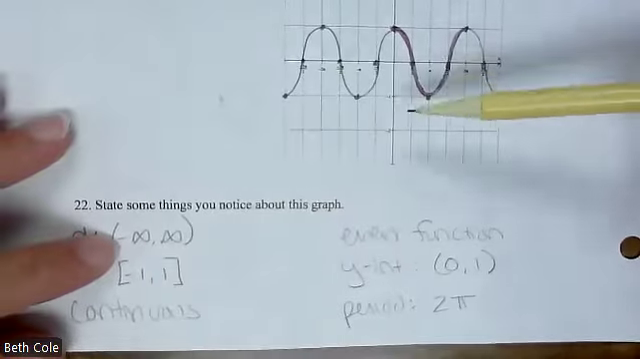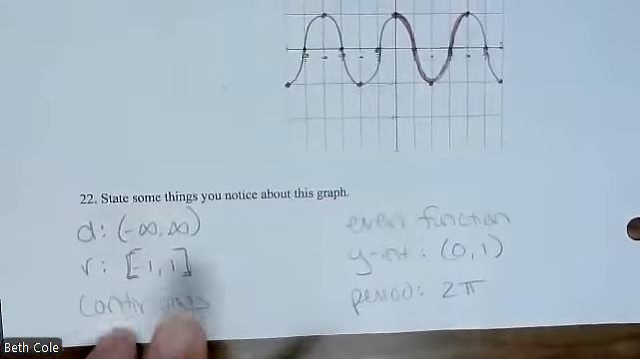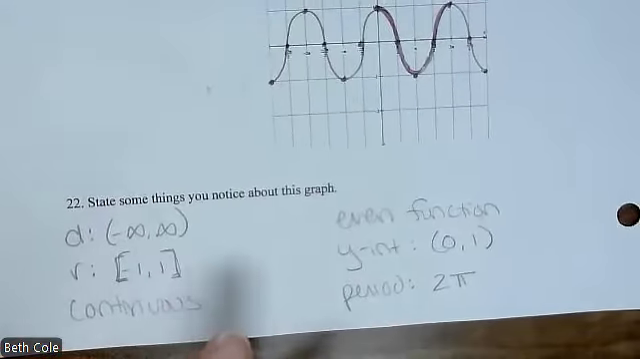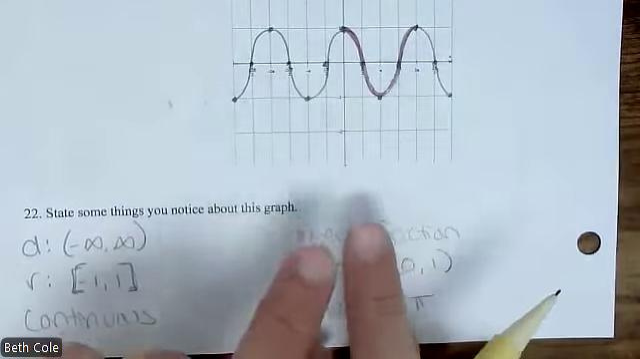Your range, you're still caught in between -1 and +1. We want the brackets. This is continuous. I bring that up though because they all aren't continuous. We will get some trig functions that have asymptotes in them. And then let's talk about this.